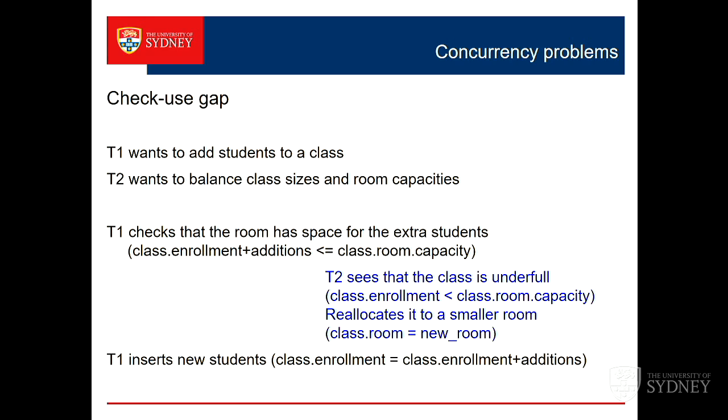T2 finishes. And then T1 comes along and says, now move those students. And all of a sudden that particular class enrolment is bigger than the capacity of the room it has just been moved into. So we've checked it, we've made decisions from what we saw when we checked it, but in between checking it and using it, the world has changed under us. Check use gap.